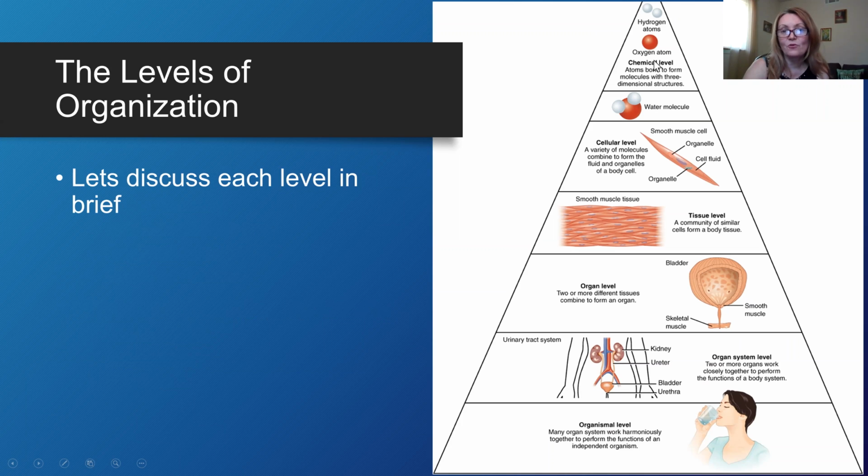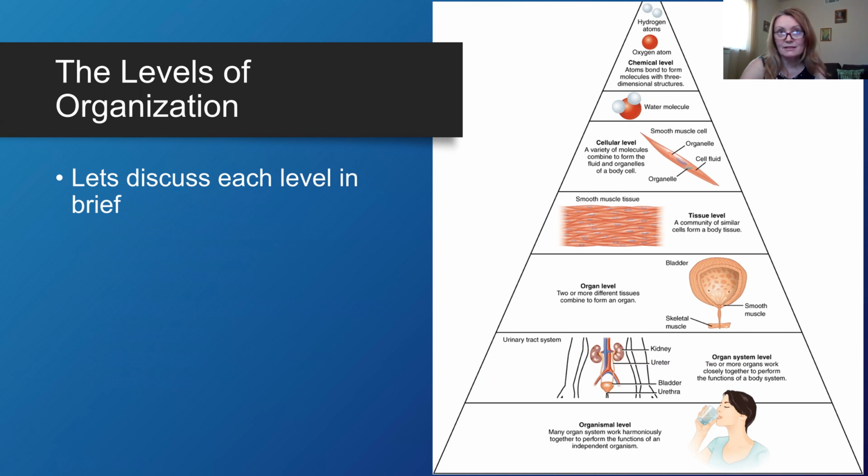Then atoms form molecules, and this will be our molecular level. Atoms can form macromolecules like your carbohydrates, proteins, DNA, right? And those macromolecules will form cells. And this will be the cellular level of organization. So a variety of molecules will combine to form the fluid and organelles of a body cell. And the cell is the structural and functional unit of life.